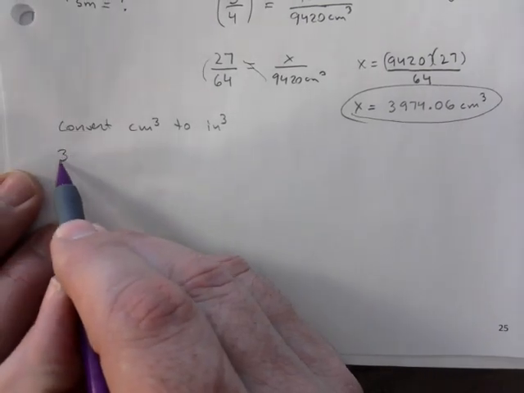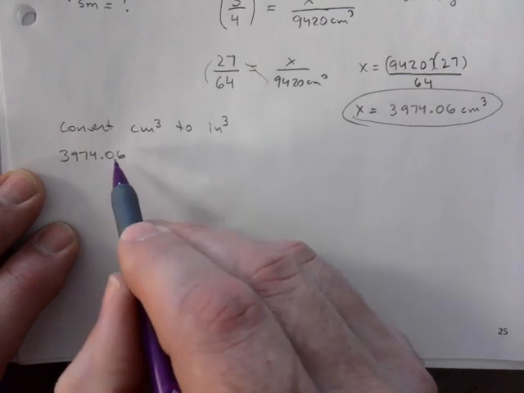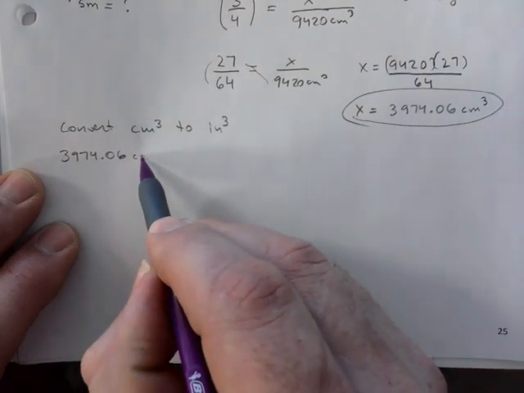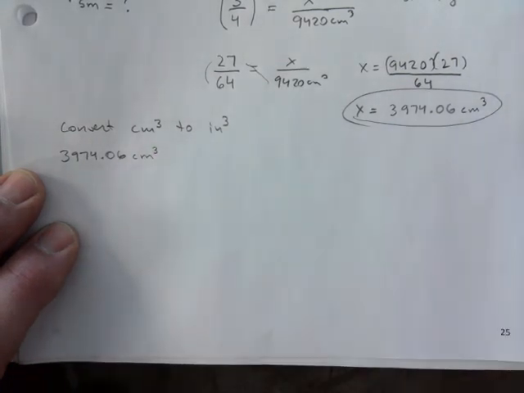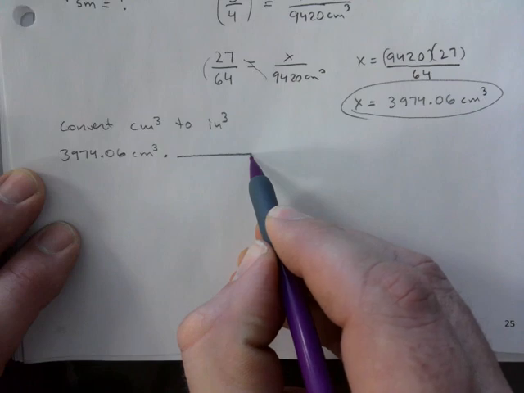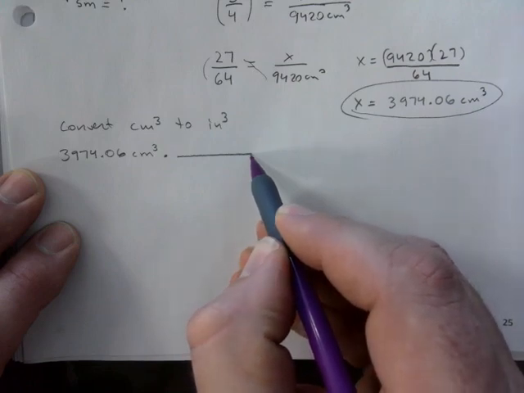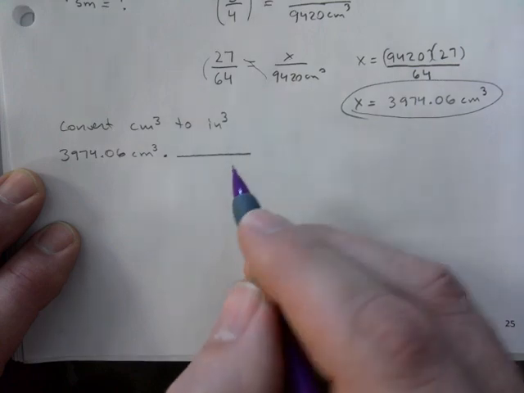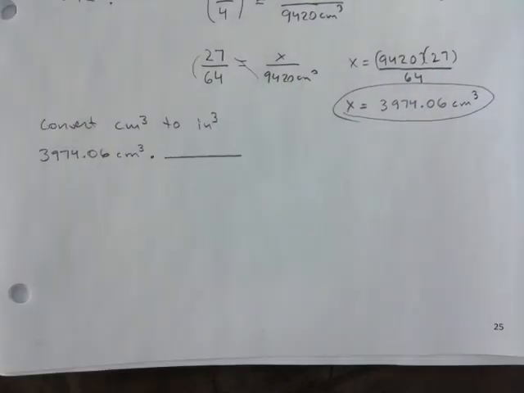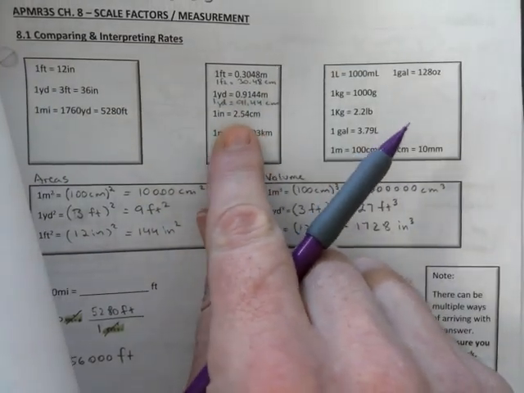I would take the 3974.06. Ideally, I would want to use all decimals, but we're assuming that this is like a part B to this question. Okay. Did I give you this one? 1 inch has 2.54 centimeters. I'm fairly certain I did. Let me just check the front of this booklet. Yeah, right there.